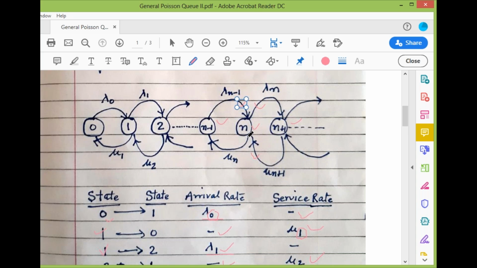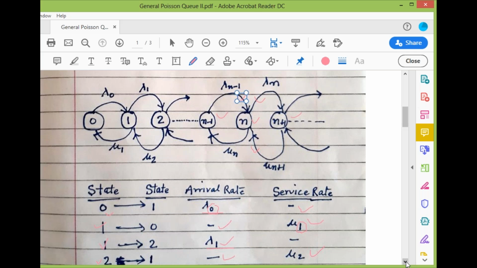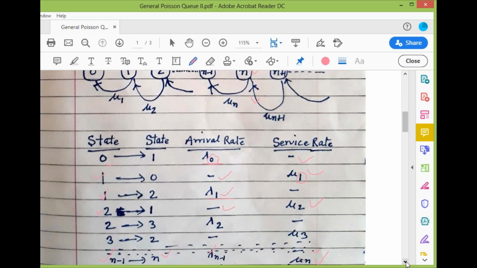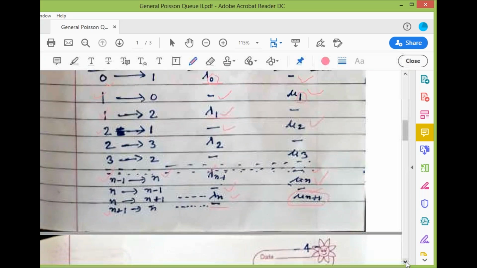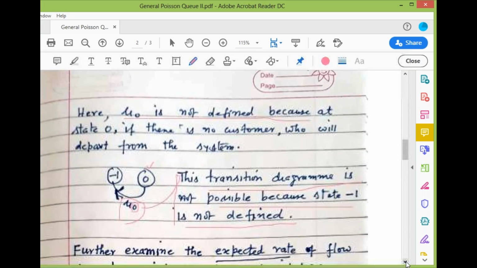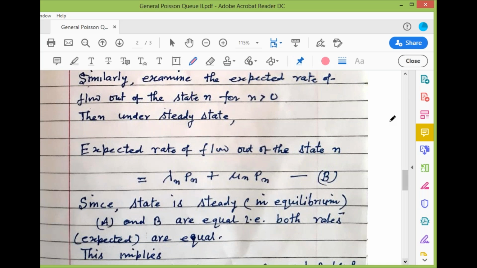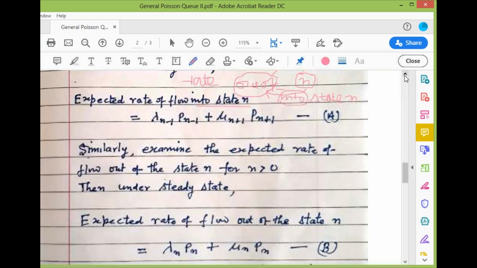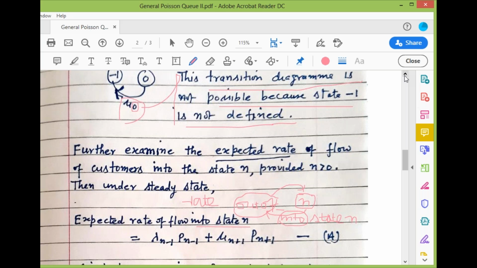And this is from n, out of n, this is also departure. So 2 departures and 2 arrivals. Rates, both are rates. So if you revisit your concept of mathematical expectation, do you remember the concept of mathematical expectation?